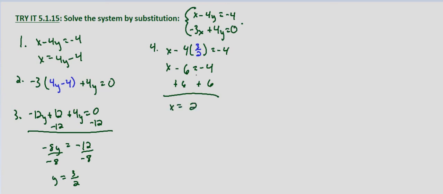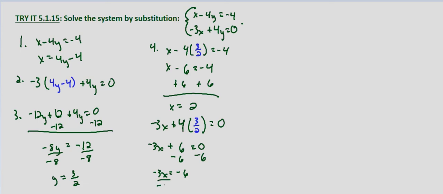Now using our second equation, negative 3x plus 4 times 3/2 equals 0, so negative 3x plus 6, 4 divided by 2 is 2, 2 times 3 is 6, equals 0. Subtract 6 from both sides and we get negative 3x equals negative 6.